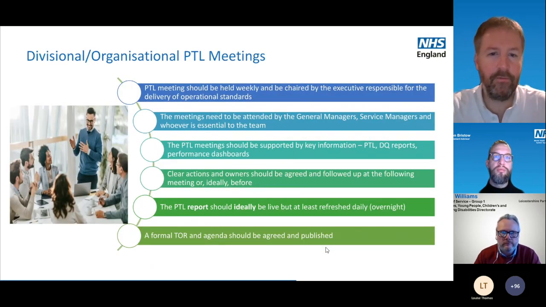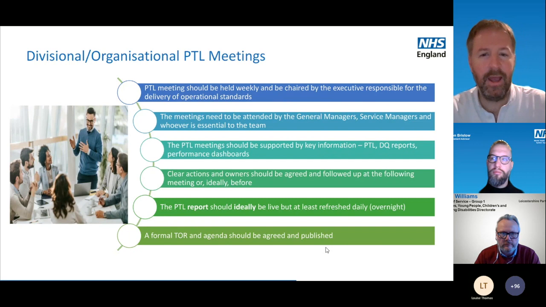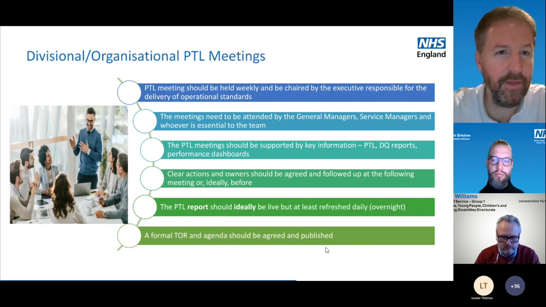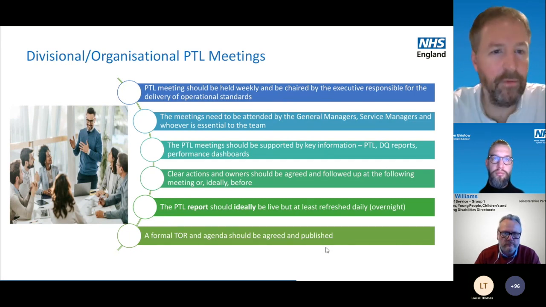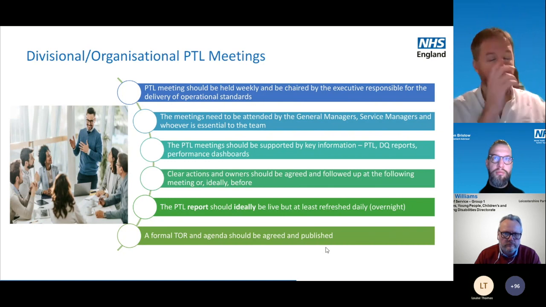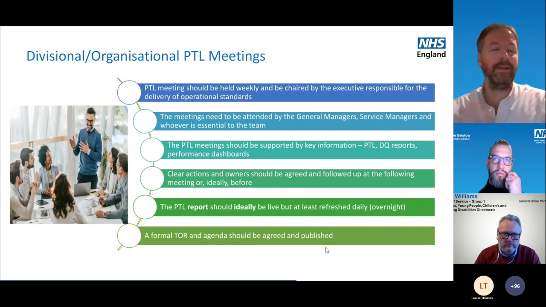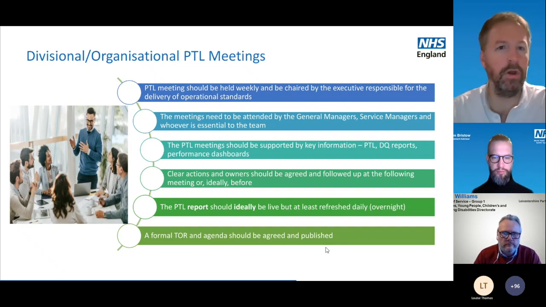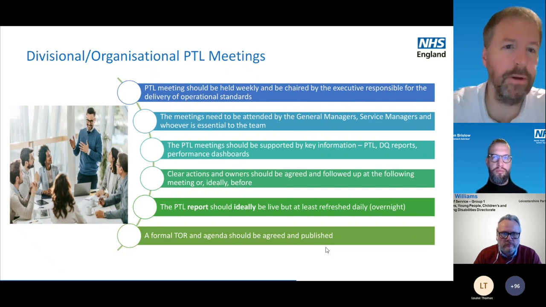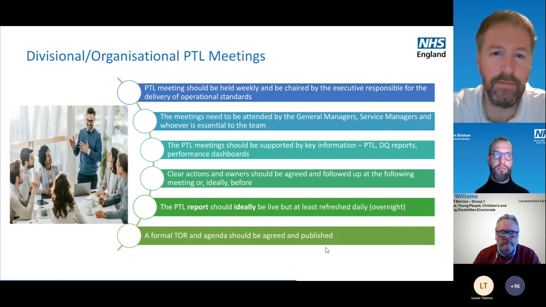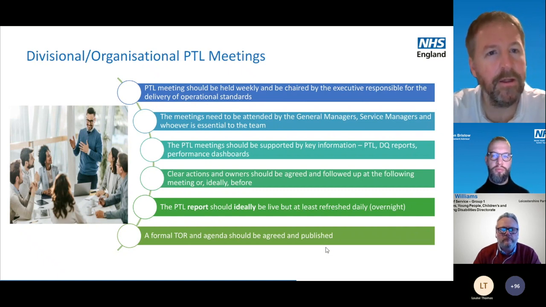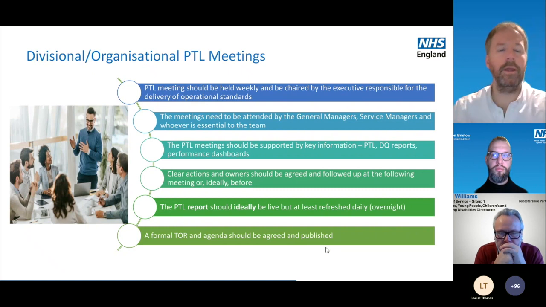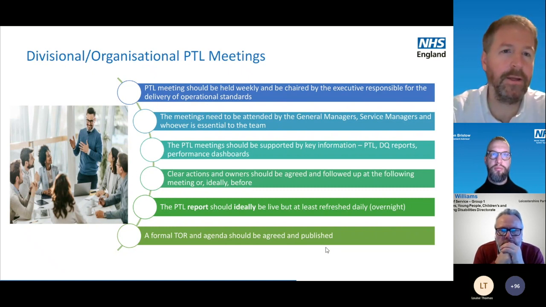So then after your service level meeting, you've got your divisional meeting. It's basically the same thing, just at a different point of the organisation. So the people who are leading the service level meetings are the attendees at the organisational level meeting. That should be chaired by your director of operations or COO or someone like that, whatever those job titles are in your particular organisation. You need to make sure you've got your general managers or service managers or whatever they're called there, so that the right people are at the meeting to give that up-to-date information and to take actions where appropriate.